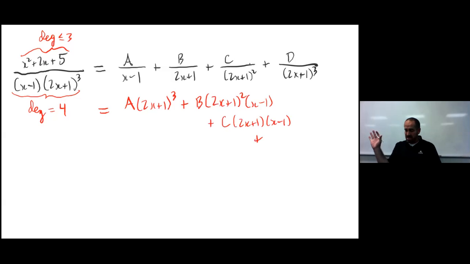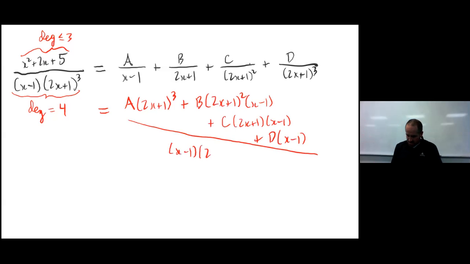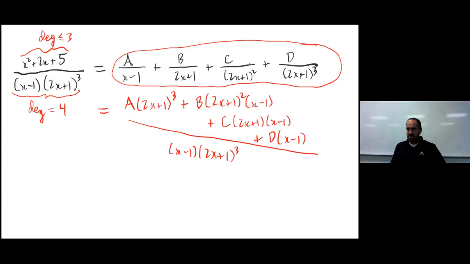I have given myself the ability to have a cubic term, a squared term potentially, and an x term, right? Because what would I have to multiply d by? Just x minus 1. And all of this would be over the denominator, x minus 1, 2x plus 1 cubed, right? So all that upstairs clearly allows for the possibility of a polynomial of degree at most 3. Does that make sense? Okay. So this is indeed a proper breakdown of this thing.